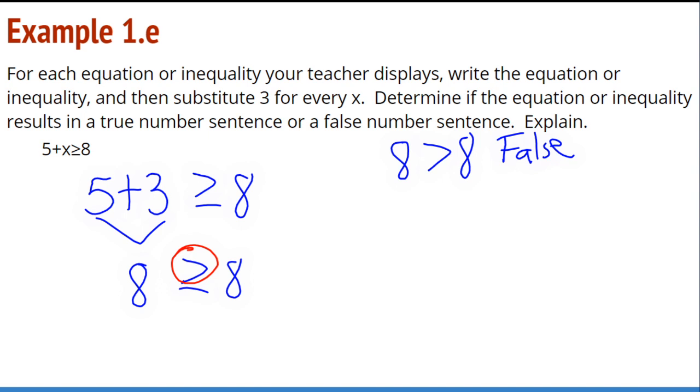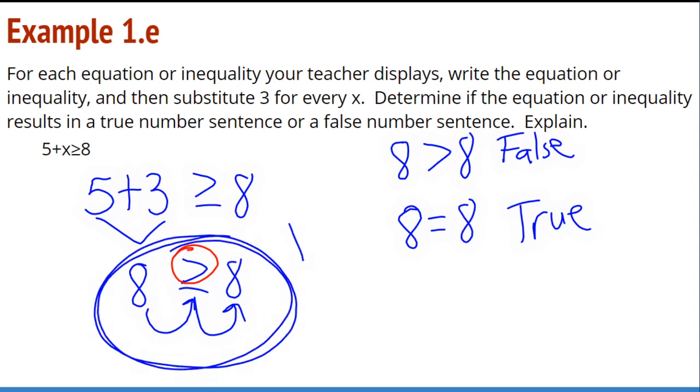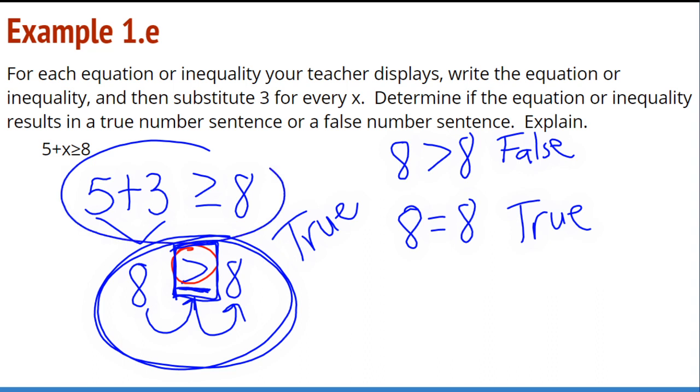But what we have now is also this equal to. And is 8 equal to 8? That would be true. So is 8 greater than or equal to 8? This is a true statement. So this is a nice little example showing how these hybrid symbols work. We evaluated it for greater than 8, which made it false. But because it is true for the equal to 8, we can say that this entire statement is true.